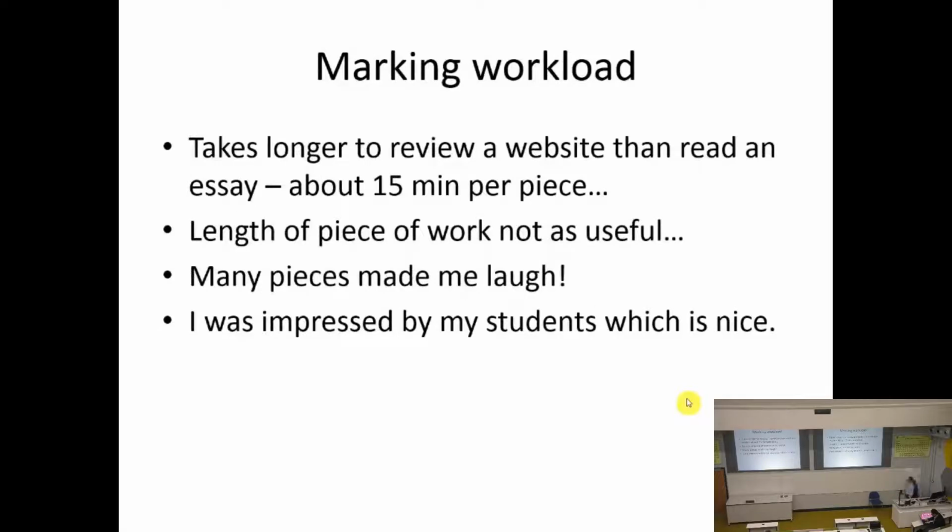One of the key points that I hadn't anticipated is that it does take longer to review a website than it does to read an essay. Having taught in the university for many years, I can usually mark an essay in about 10 minutes. I can't remember what the workload model allows for it, but this took me about 15 minutes per piece extra. The length of the work is often not very useful criteria. Normally, I can look at an essay and count the pages. I did an experiment once where I counted the length, and there is a definite correlation between length and marks in the work that I do.